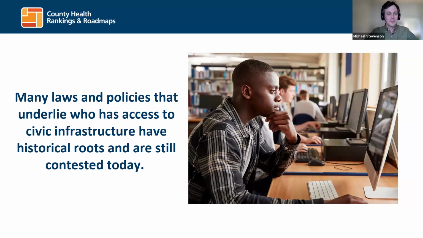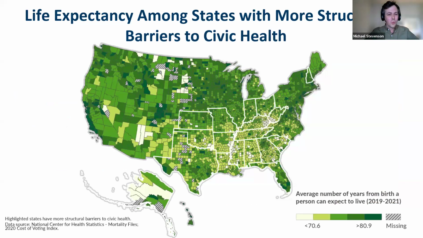Yeah, absolutely. So one other way that we see this relationship between civic health and health is through the map that's on this slide. This map shows the green is life expectancy across US counties. It's also showing states, those that are highlighted with that kind of white outline, that are experiencing more structural barriers to civic health. And I'm going to unpack that for a second. So structural barriers include policies that actually make it more difficult to vote.